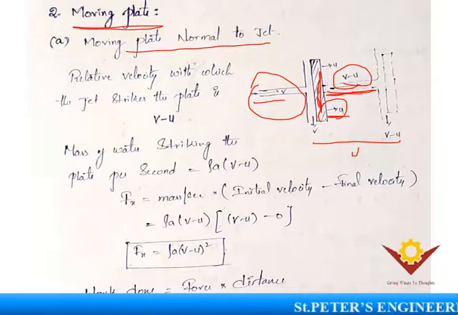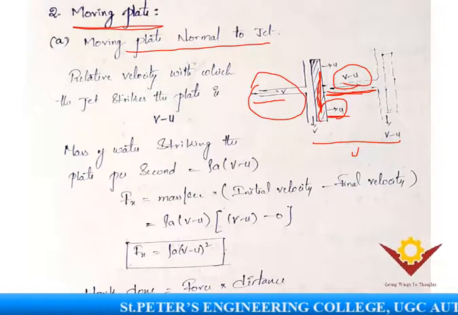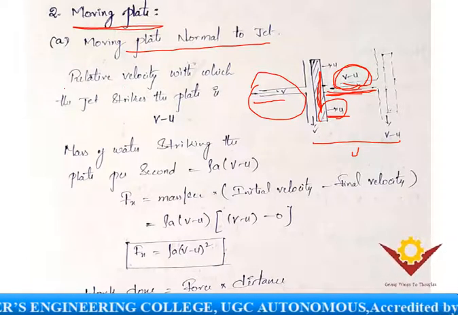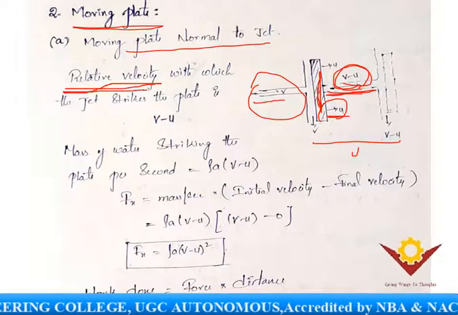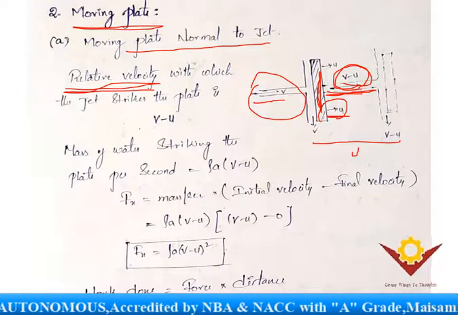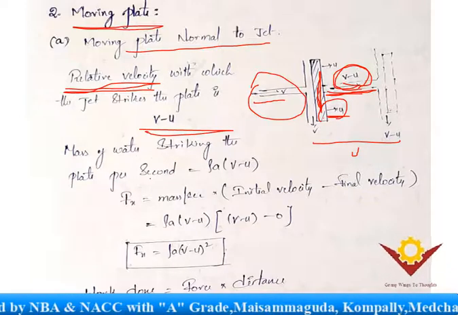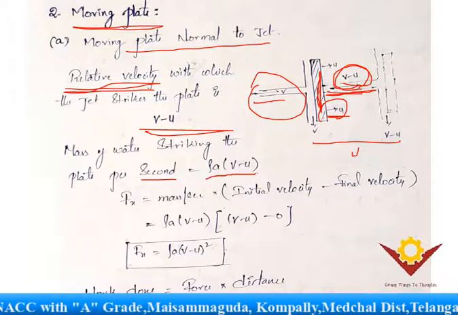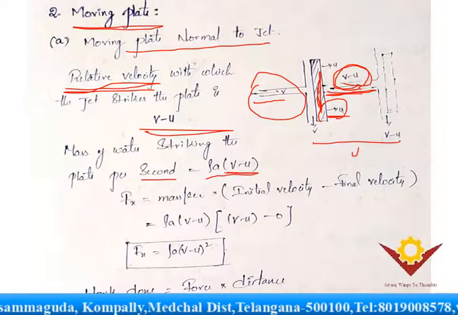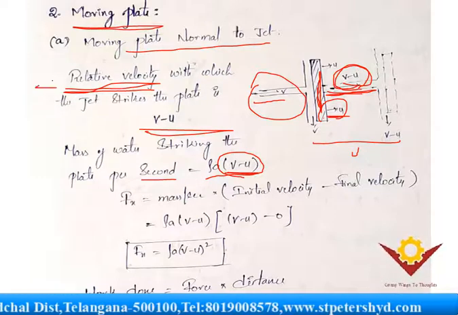After that, the plate will move from here to here. Clear? And now the velocity v minus u is a relative velocity. We call it relative velocity, with which the jet strikes the plate. And the mass of water striking the flat plate per second is rho a v. In the previous cases here we took v, but now we are taking v minus u, which is a relative velocity.